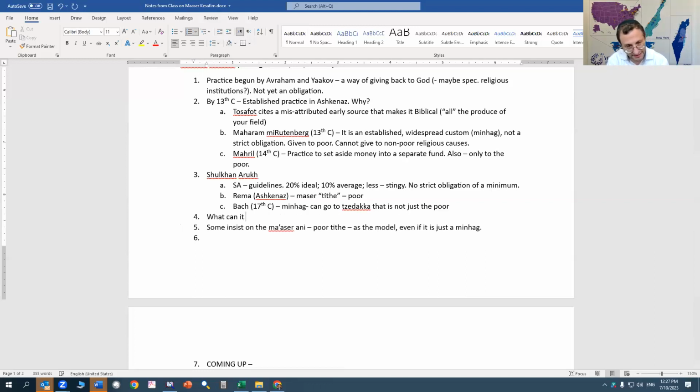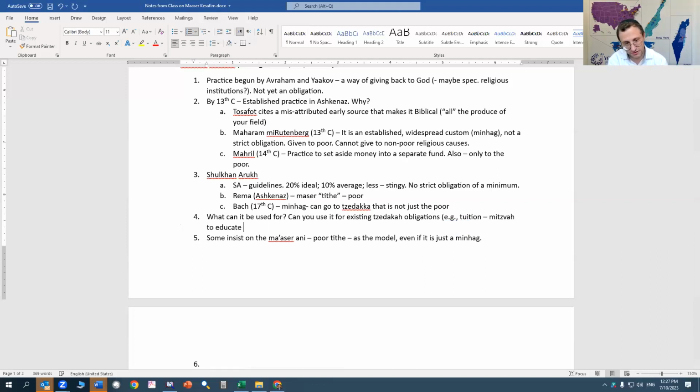What can it be used for? And can you use it for existing tzedakah obligations? So that gets back to the question that Bert was asking. Let's say tuition, because you have a mitzvah to educate your children. Can you use it for existing obligations? Tuition.